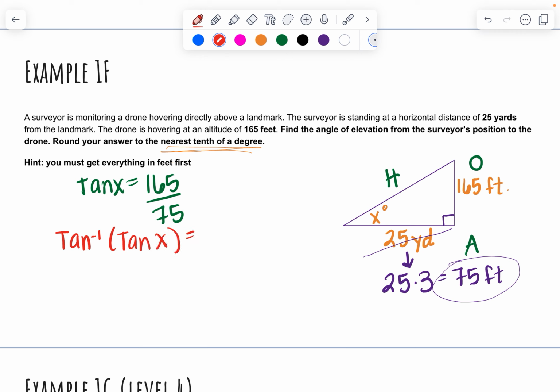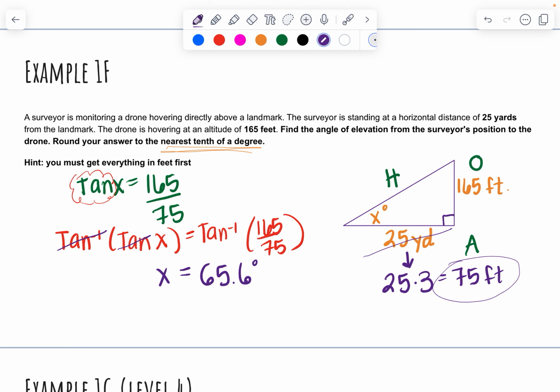Remember, the whole goal is to get x by itself, so in order to get rid of this tangent, we have to do inverse tangent, and we have to do it on both sides. On our left side here, the tangents cancel. So x then is inverse tangent of 165 over 75. Again, they're asking us to round to the nearest tenth of a degree, so it would be 65.6 degrees.